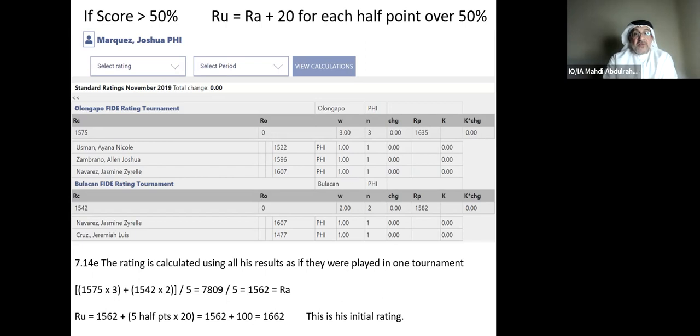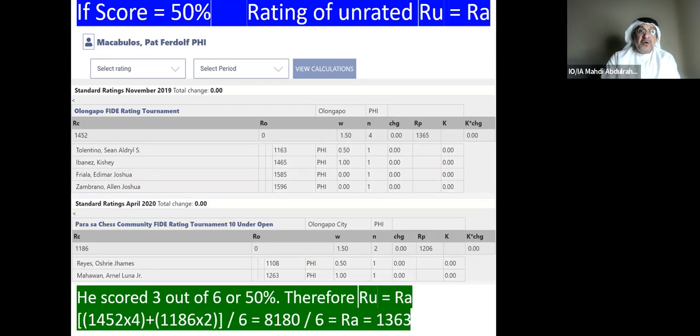So the initial rating, very easy, we can find for those who score more than 50%. For each half point, 20. Very easy. I don't think this will be difficult for you. Is it clear? So the first formula, if he scored more than 50%, first of all, we take the rating average of the opponent plus 20 for each half point. So rating average plus 20 per half point, this will be 1662. This is his initial rating. This is the first formula. Okay, we go for the second formula.